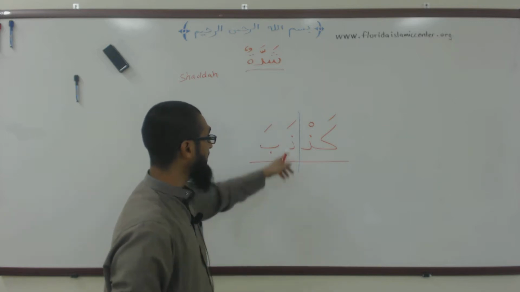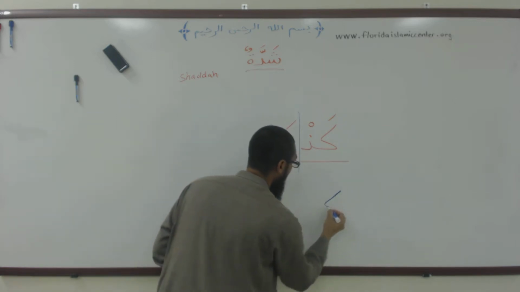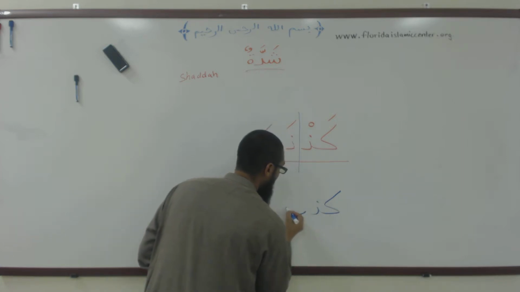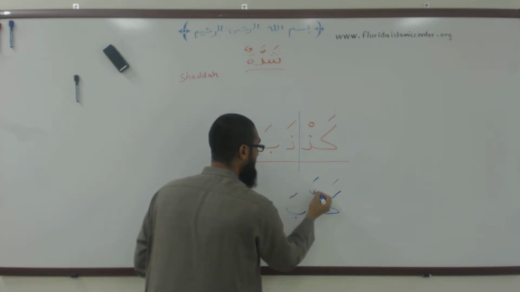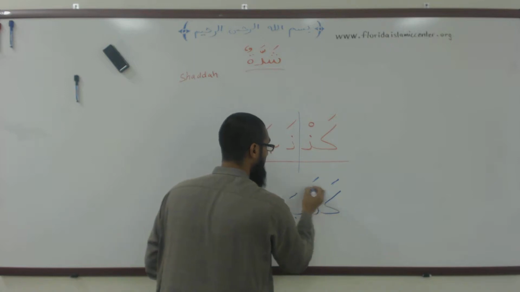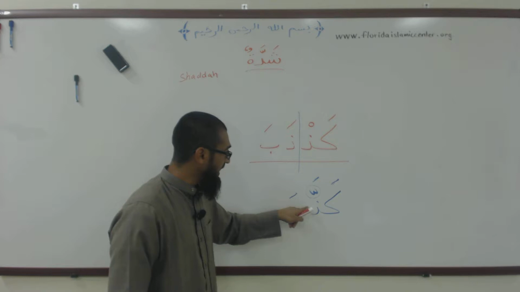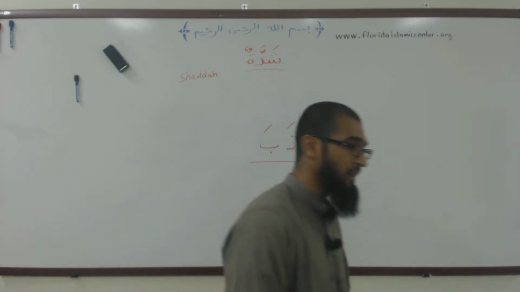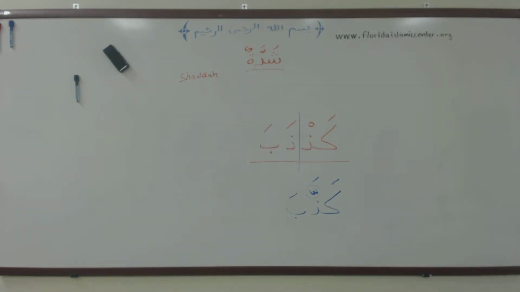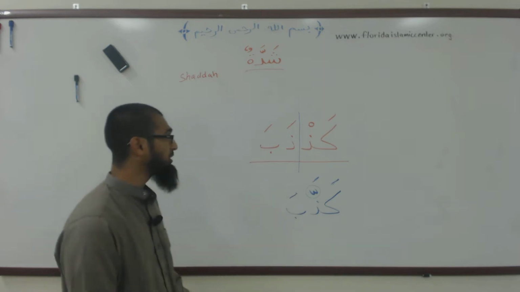In Arabic, instead of writing two letters like this, we just do this. Kaf, one dal, and a ba. And you put this little W thing here, which is the shadda. This is the shadda. Yes, this represents two dals. Kazzaba. Right? So how would you pronounce this?